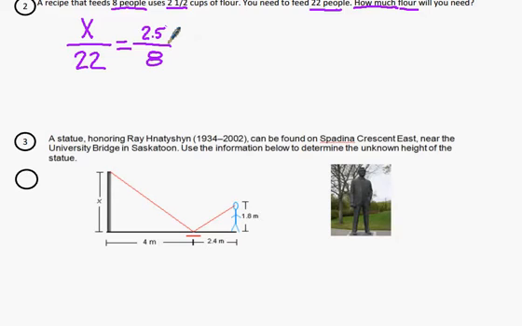And at this point, once again, I can cross multiply. I'll cross multiply this time. So I will rewrite this as 8 X equals 2.5 times 22, which equals 55.